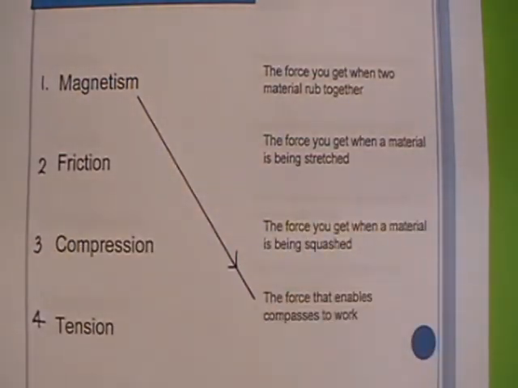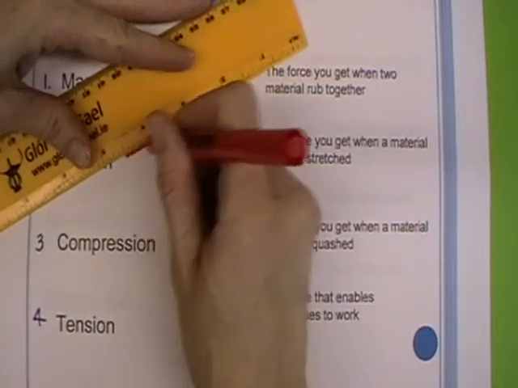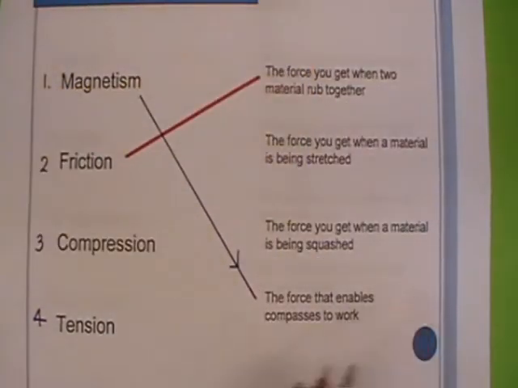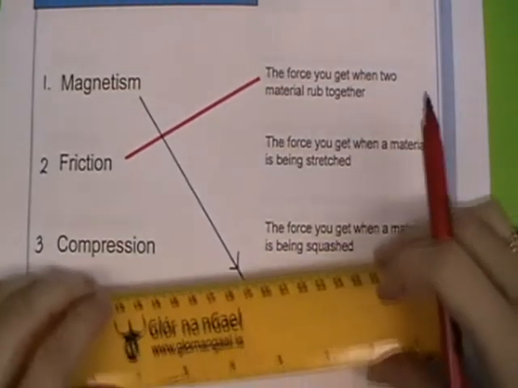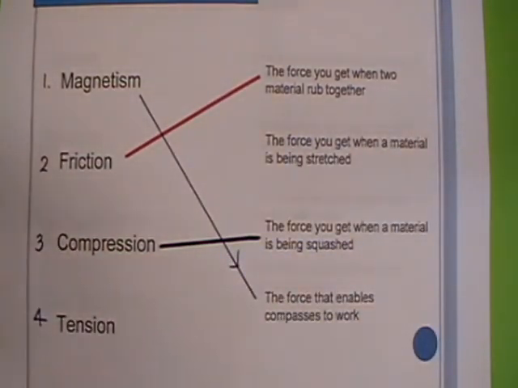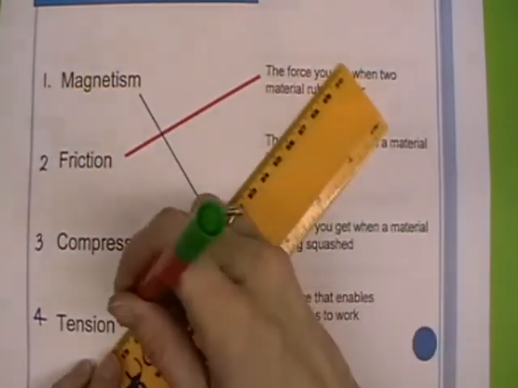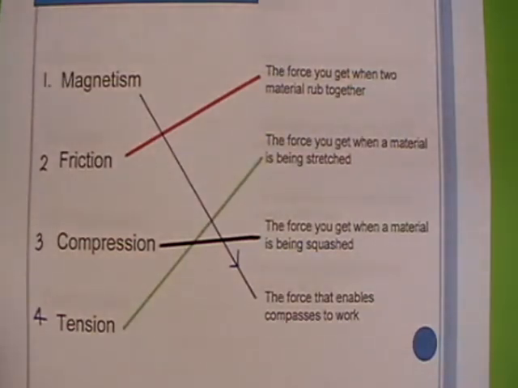The next one is friction. And friction, you know, is a force which opposes the motion of an object, or it's a force you get whenever you have two materials rubbing together. And so you can see that description up here. So this is just this one here. The next one is compression, and we said that compression will happen whenever you have objects which are being squeezed together. And so this is the force you get when a material is being squashed. And the last one then that we have here is tension, and obviously it's the one that hasn't been identified here. The force you get when a material is being stretched. And those are your 4 forces on this page.